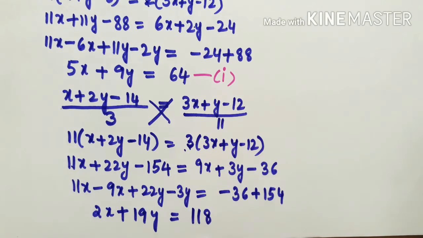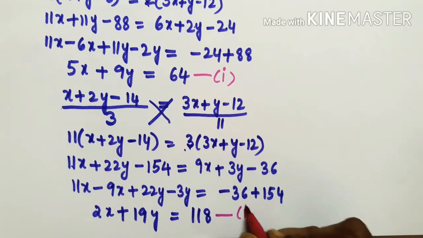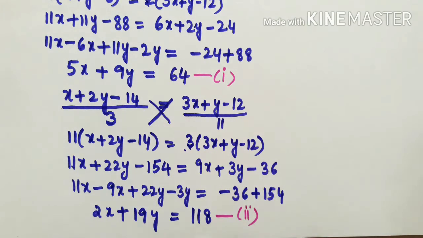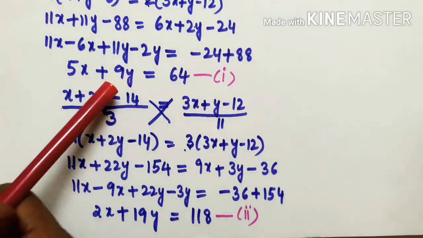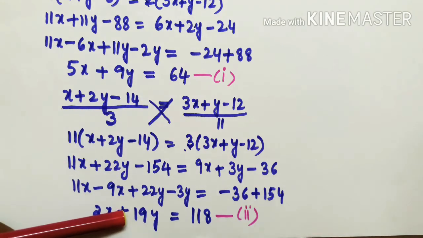So let us name this as equation 2. Okay, so this is your equation 2. Now you got the equations 1 and 2. Okay, so now in this elimination method, what you need to do is eliminate one of the unknowns. Now this is one equation, this is the other one.